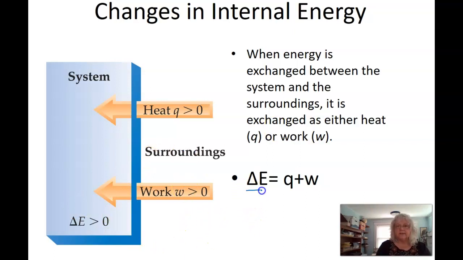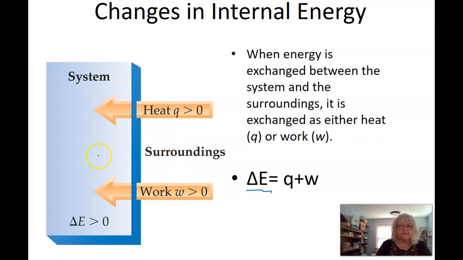So if you look at this equation, the delta E there is talking about the change. That delta sign means the change in the internal energy is equal to heat and work. So energy has to be exchanged with my system, and it can be exchanged only as heat or work. We use a Q for heat and a W for work. Anything that goes into the system is positive.